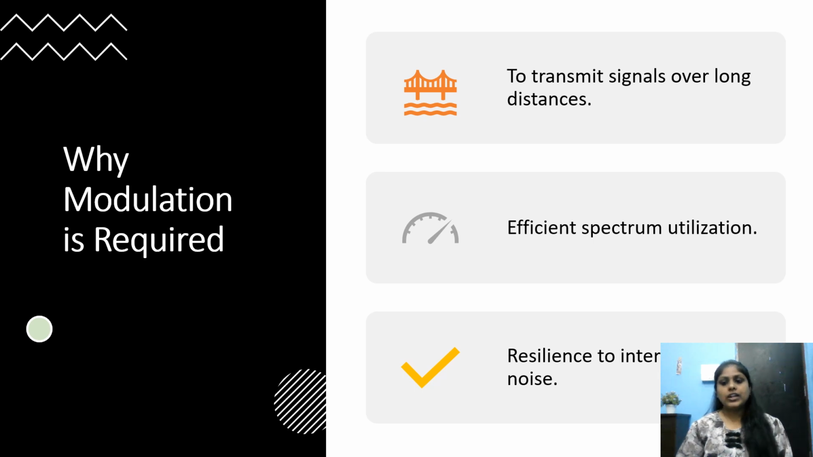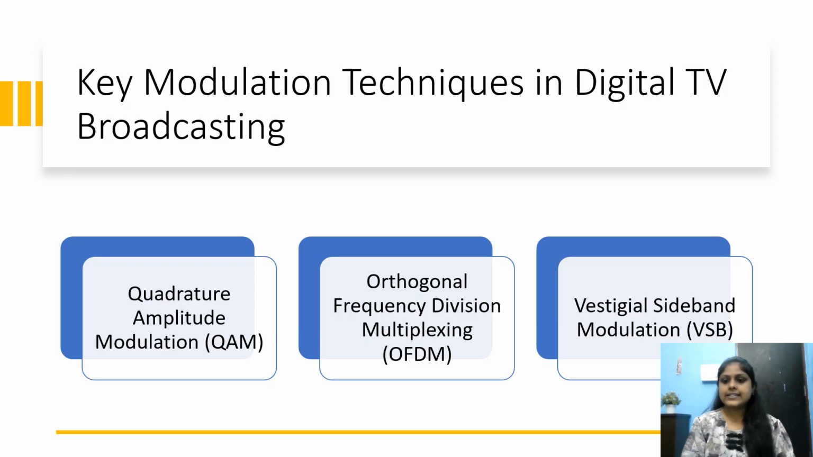So why is modulation required? To transmit signals over long distances. This is the main reason why modulation is required. Also for efficient spectrum utilization and resilience to interference and noise. Key modulation techniques in digital TV broadcasting: quadrature amplitude modulation QAM, orthogonal frequency division multiplexing OFDM, and vestigial sideband modulation VSB.